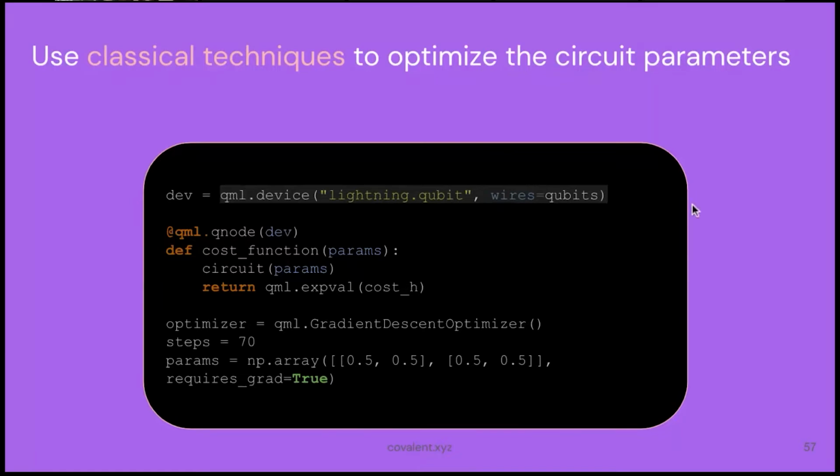And then we can define some cost function of the parameters, which are our tunable angles. We put in our circuit that we defined earlier, and then we're returning the expectation value of our cost Hamiltonian. So this is what we want to minimize. And then PennyLane has this gradient descent optimizer, among other optimizers, that we'll use to try to minimize that expectation value of our cost Hamiltonian.